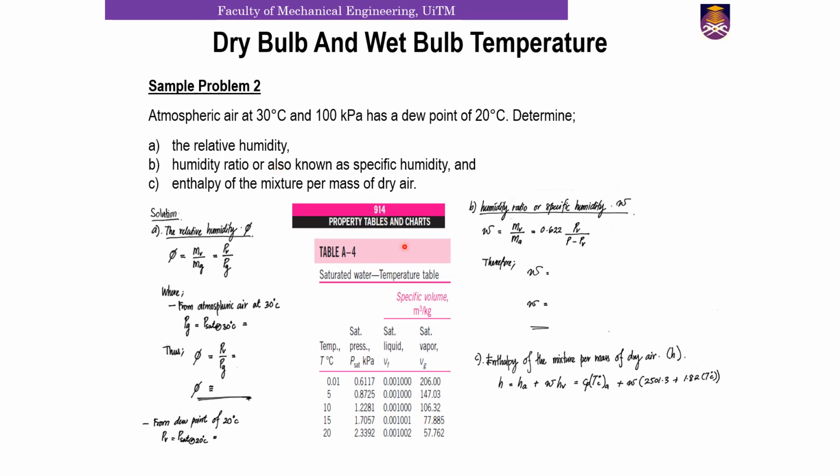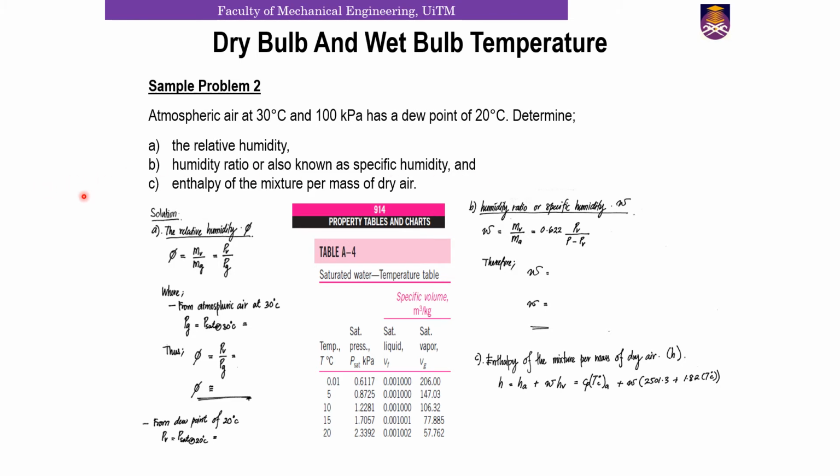Next, to find the specific humidity, you will need to use this formula. We know the total pressure, which is 100 kPa. We've already found our PV, so substitute the values here, and that will give you the humidity ratio. All right, so that is done for part B.